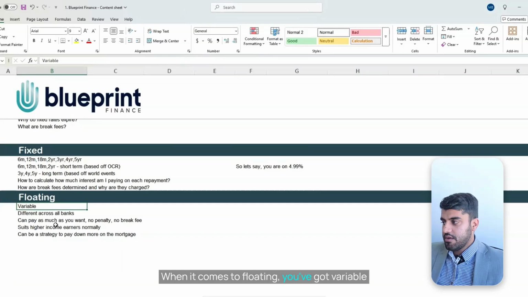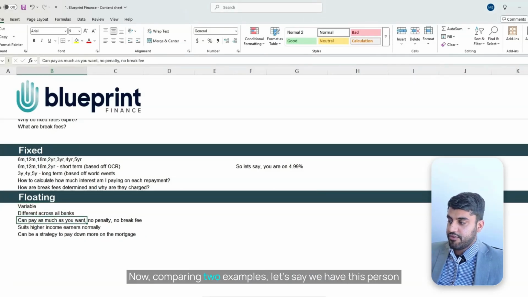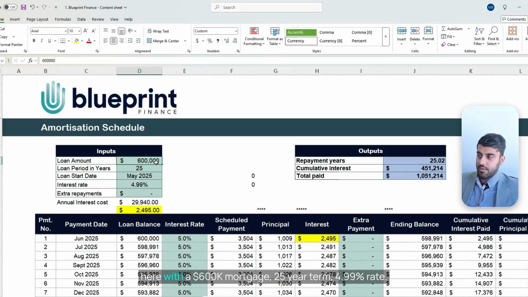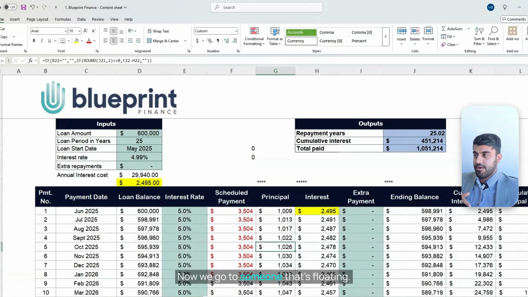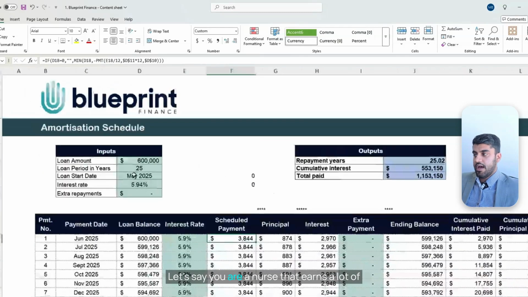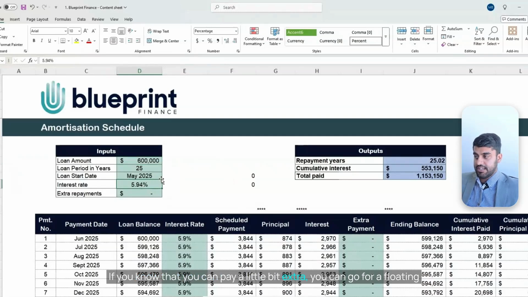When it comes to floating, you've got variable, and they're different across all banks. You can pay as much as you want. Now, comparing two examples, let's say we have this person here with a 600K mortgage, 25-year term, 4.99% rate. They don't want to make extra repayments for the next 12 months. Their mortgage repayment is going to be more or less the same. Now we go to someone that's floating. Let's say you are a nurse that earns a lot of money and you do a lot of overtime, right? If you know that you can pay a little bit extra, you can go for a floating rate, which is about 5.94% right now at one of the major banks.